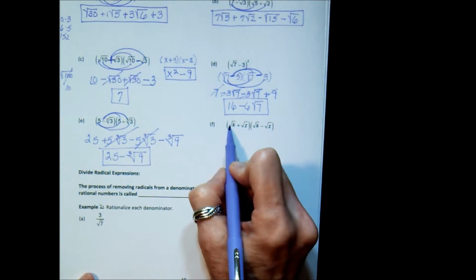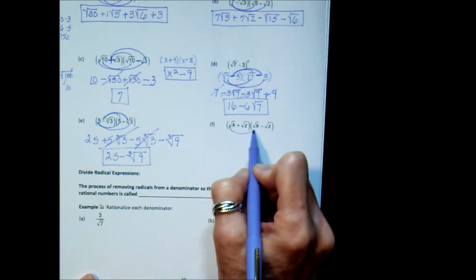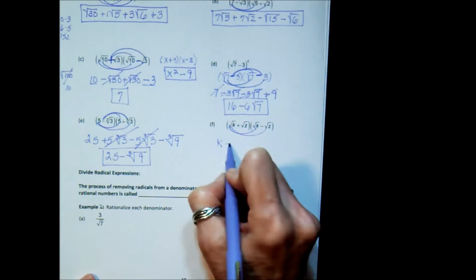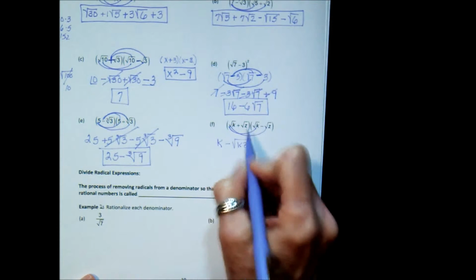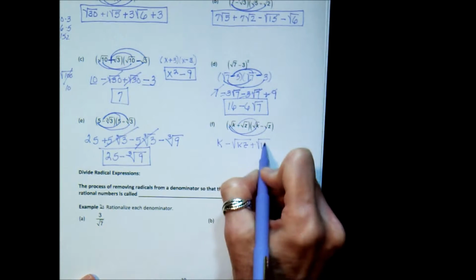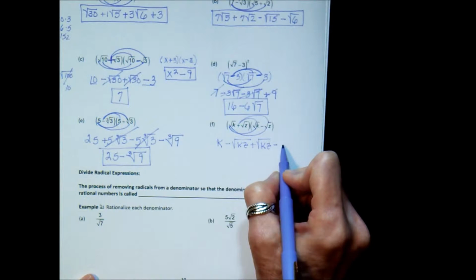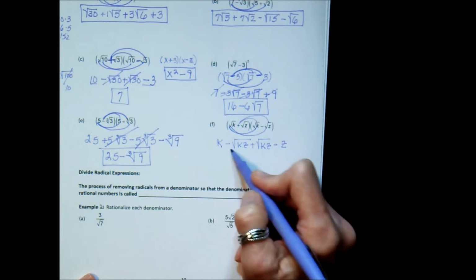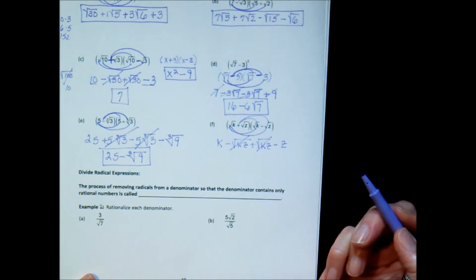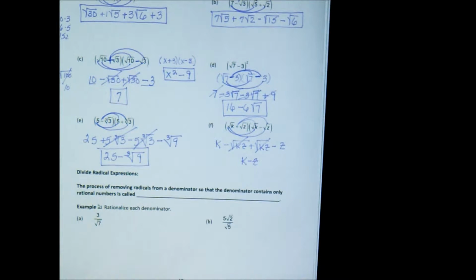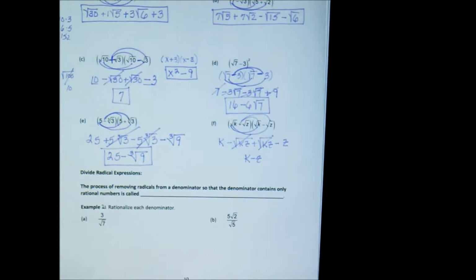Here, square root of k times square root of k is just k. This is going to be minus square root of kz. This is going to be plus square root of kz. And this is going to be minus square root of z squared, which is just z. Outside, inside terms make a 0, and I have just k minus z. Okay, that's multiplying radicals. It's not difficult, you just have to be careful.